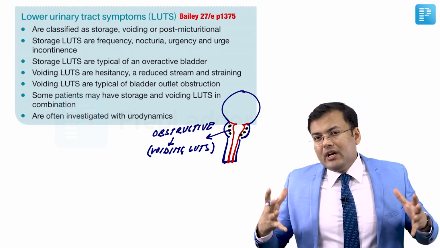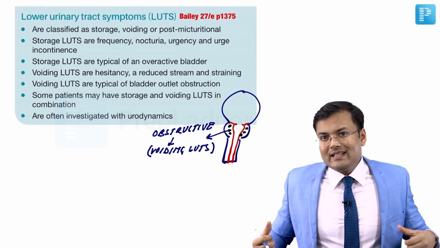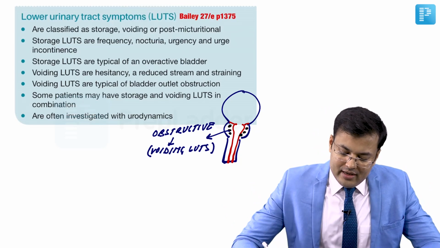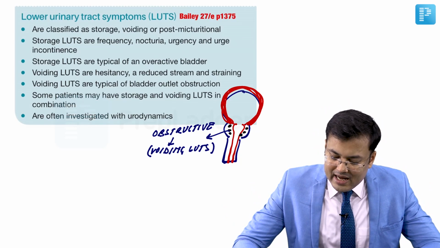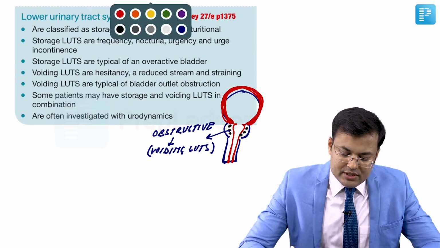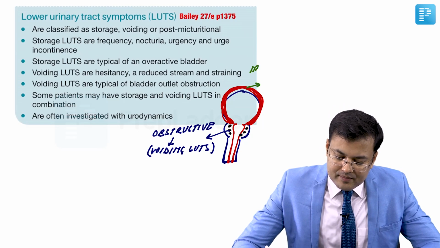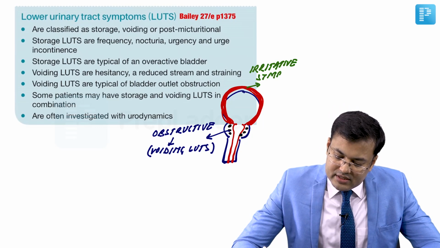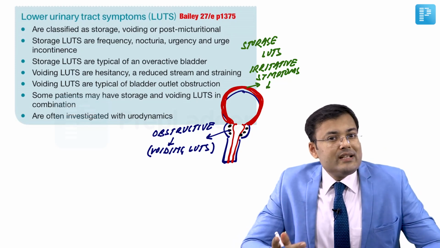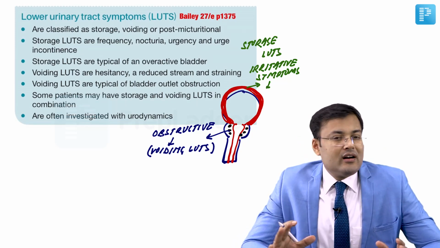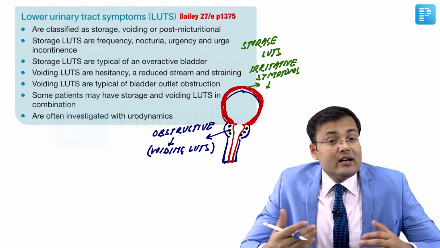Whenever there is obstruction, the bladder has to contract against the resistance. Because of that, in the bladder muscle there is detrusor muscle hypertrophy and detrusor muscle hyperplasia. This is responsible for irritative symptoms. Clear? So these irritative symptoms are storage LUTS, storage lower urinary tract symptoms. So what are the irritative symptoms? You know, it is frequency, urgency, nocturia and urge incontinence.